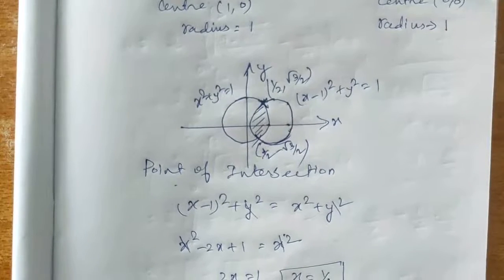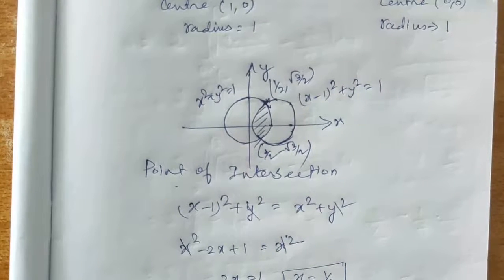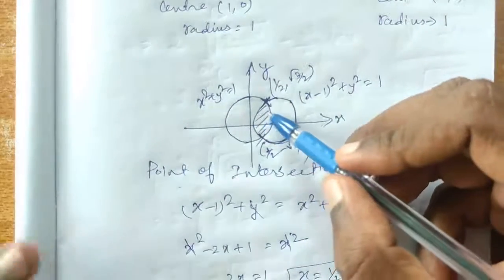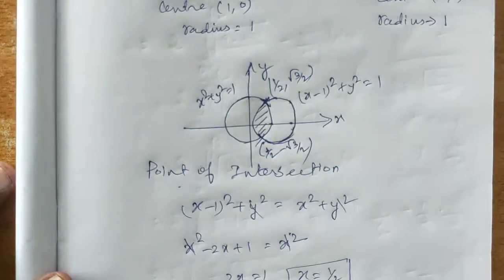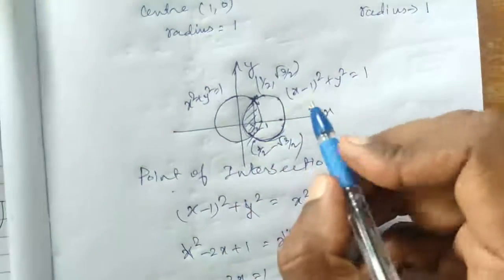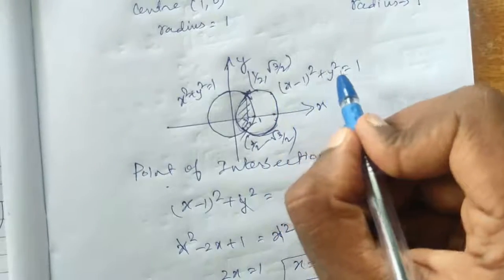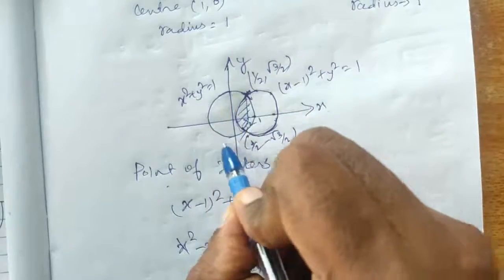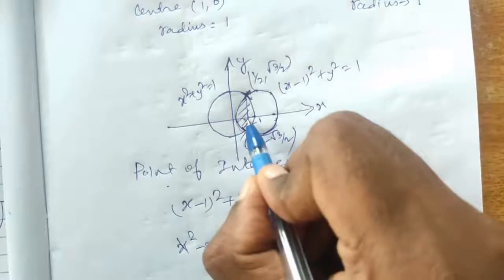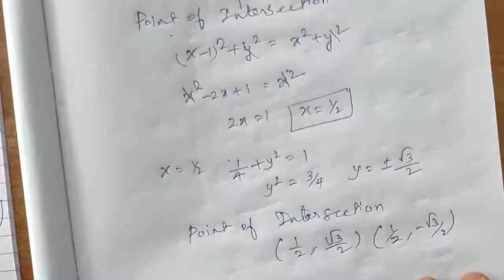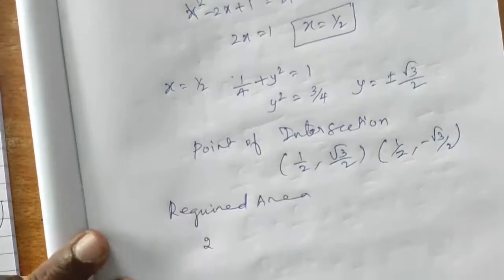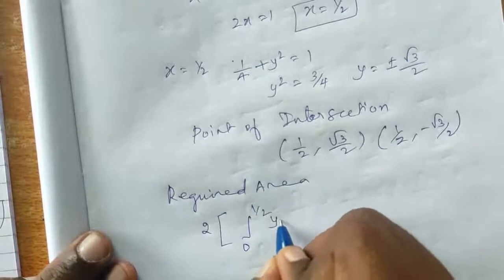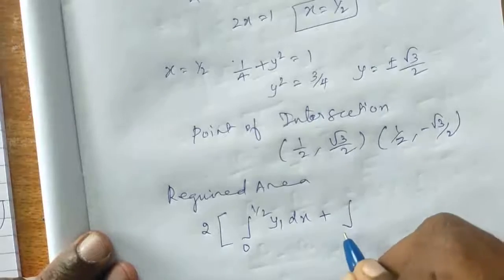Since it is symmetric about the origin, we can find the area of the portion in the first quadrant and multiply it by 2. To find the area of the circle (x minus 1) whole square plus y square equals 1 in the region 0 to 1 by 2, and the area of the circle x square plus y square equals 1 in the region 1 by 2 to 1. So the required area is 2 into integration 0 to 1 by 2 of y1 dx, and 1 by 2 to 1 of y2 dx.